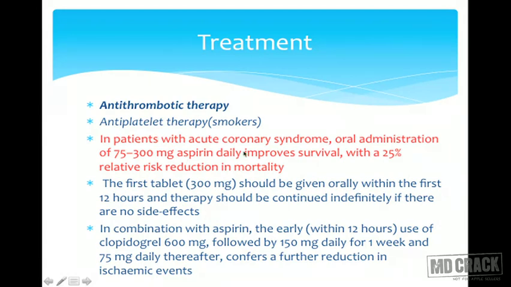In patients with acute coronary syndrome, oral administration of 75 to 300 milligram aspirin daily improves survival with a 25% relative risk reduction in mortality. This point is important. The first tablet, 300 milligrams, should be given orally within the first 12 hours, and therapy should be continued indefinitely if there are no side effects like dyspepsia. In combination with aspirin, the early use, within 12 hours, of clopidogrel 600 milligrams followed by 150 milligram daily for 1 week and 75 milligrams daily thereafter confers a further reduction in ischemic events.